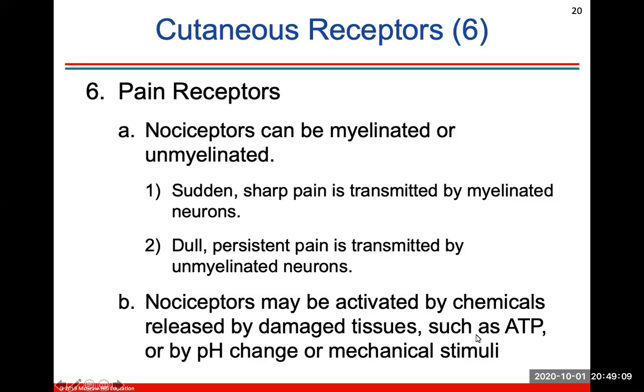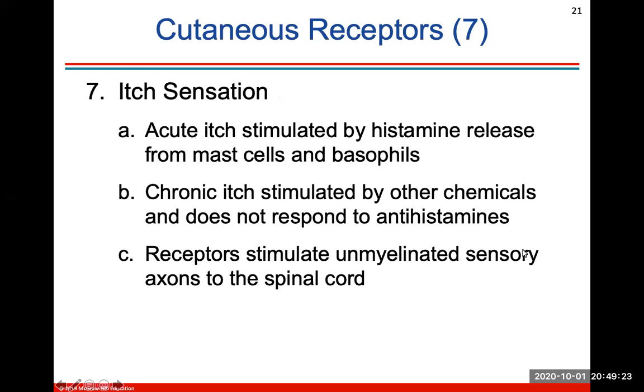Pain receptors, these nociceptors, can be myelinated or unmyelinated. A sudden sharp pain would be transmitted by myelinated neurons, and dull persistent pain would be transmitted by unmyelinated neurons. The itch sensation is stimulated by histamine release from mast cells and basophils. And it can be a chronic itch, which is stimulated by other chemicals, and that would not respond to any sort of antihistamines. And receptors can stimulate unmyelinated sensory axons to the spinal cord.